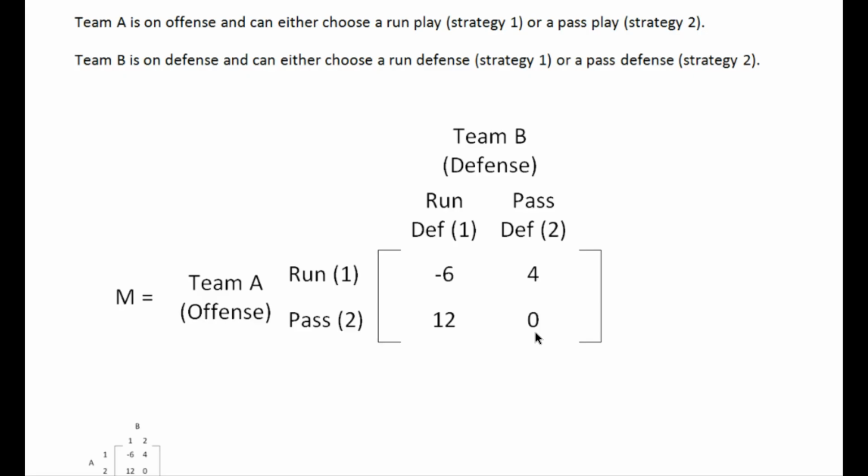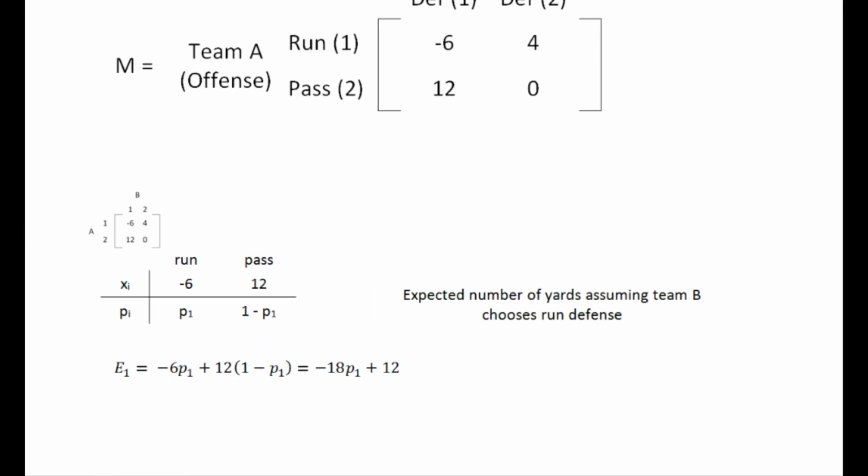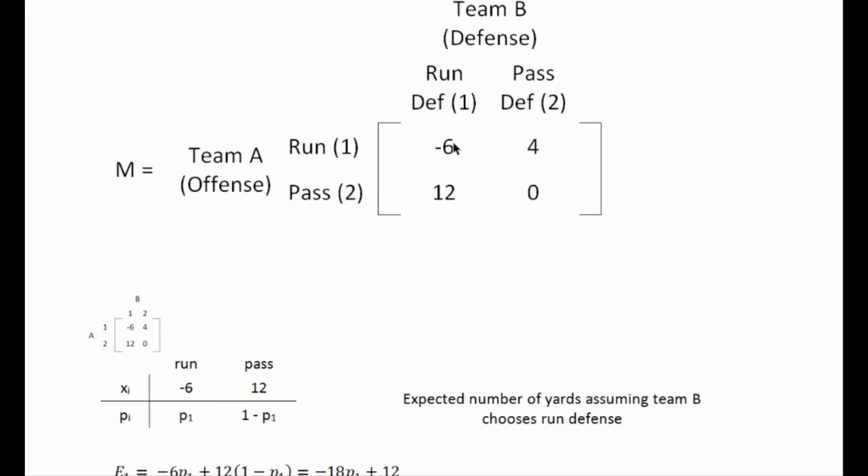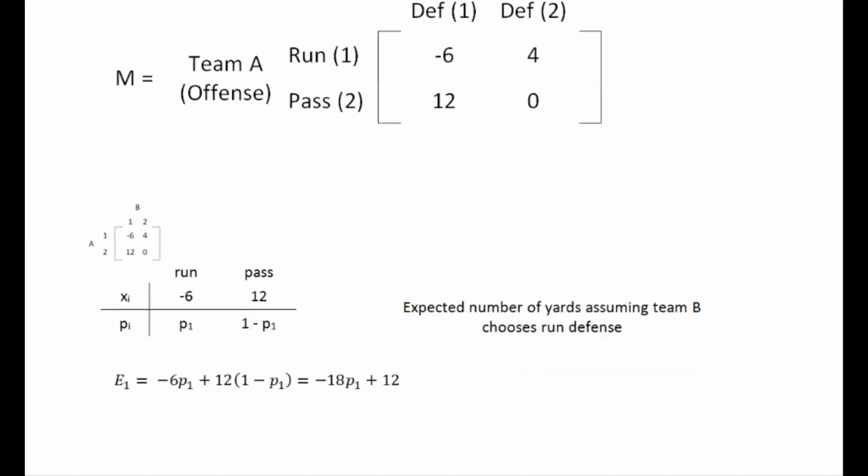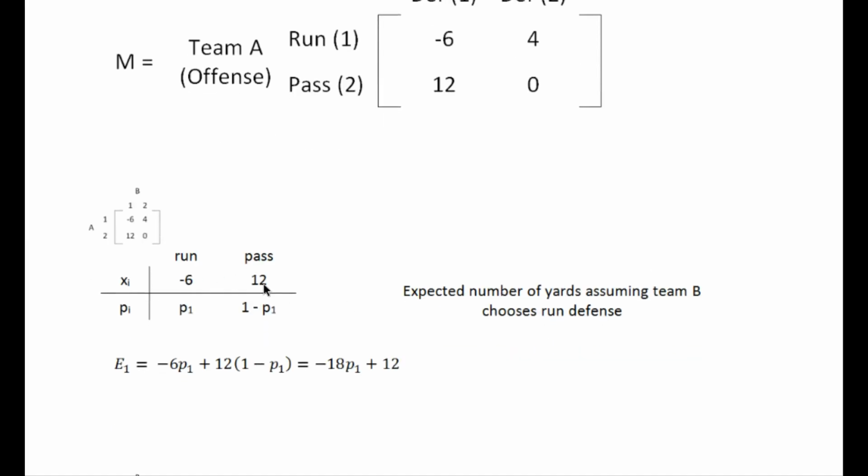So the way we'll do that is we'll start off with Team A. Since Team A doesn't know what Team B will choose, what we're going to find is the expected number of yards that Team A will gain if Team B chooses a run defense. And so Team B choosing a run defense, that's this column of our matrix right here. The two options there are Team A will either lose 6 yards or gain 12 yards. And so that's where we get the numbers for our expected value right here.